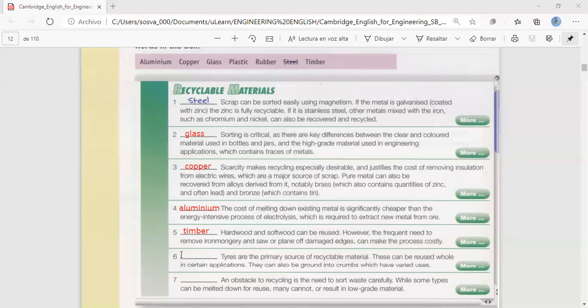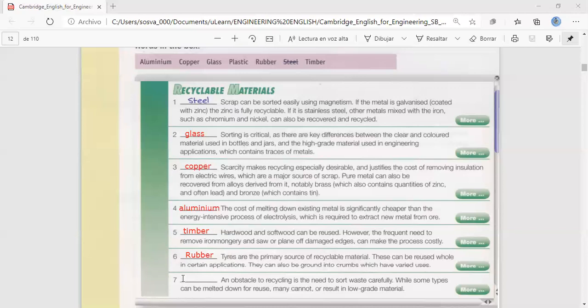Okay. Number 6, please. Tires are the primary source of recycled material. This can be reused in certain applications. They can also be ground into crumbs, which have varied uses. In this case, I'm talking about tires. It can be plastic or rubber. Rubber, yes.